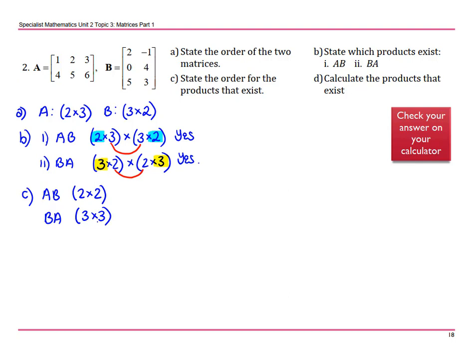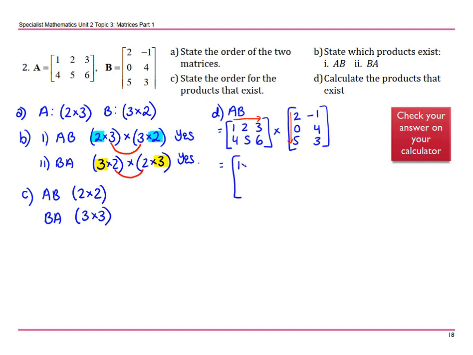Okay, part D, calculate the products that exist. So part D, if I do AB first, that's going to equal [1, 2, 3; 4, 5, 6] times [2, -1; 0, 4; 5, 3]. Remember, across the row, down the column, and we know we're looking for a 2 by 2.